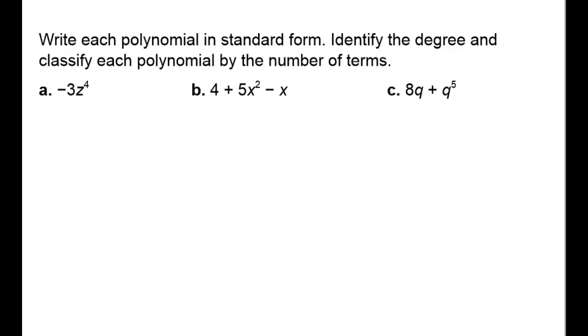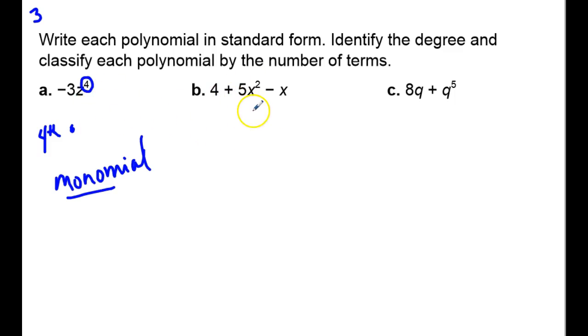So now here is example number 3 that we're going to be looking at. Here we're going to write each polynomial in standard form, and then identify the degree, and then classify it by the number of terms. So let's look at A. A only has one term, so it already is in standard form. Okay, so the degree of this would be the highest exponent, so it's a 4th degree, and there's only one term, so it's going to be a monomial. So it's a 4th degree monomial. And mono, remember, means 1, because there's one term there.